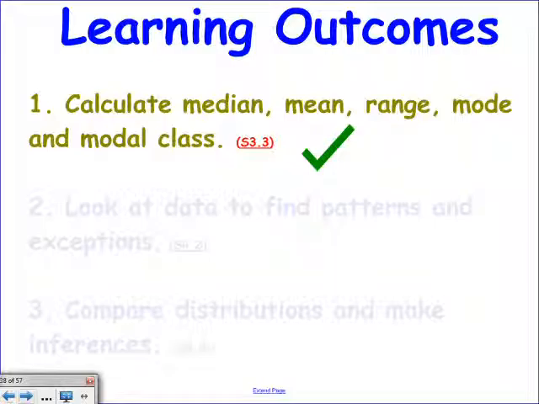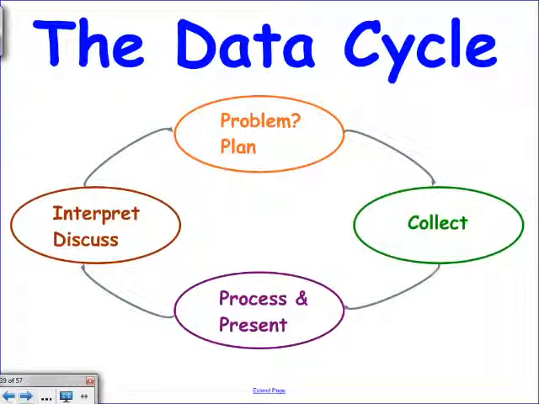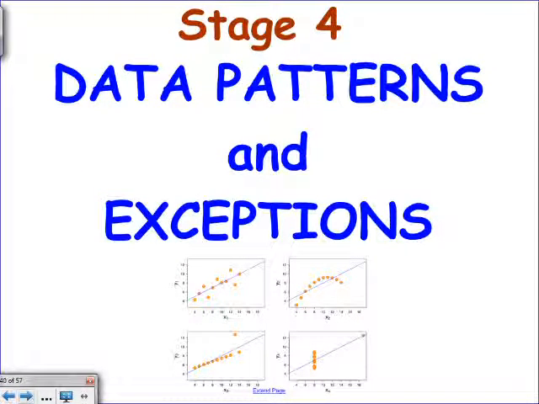So that's the end of learning outcome number 1. It's only taken 2 days, but we got there. You'll be glad to know that the next 2 we can do in about 10 minutes. So what we're going to do next is talk about interpreting and discussing the data once you've done all this. We're finishing off the data cycle quite neatly with just glancing at data, making comparisons and interpreting the data.